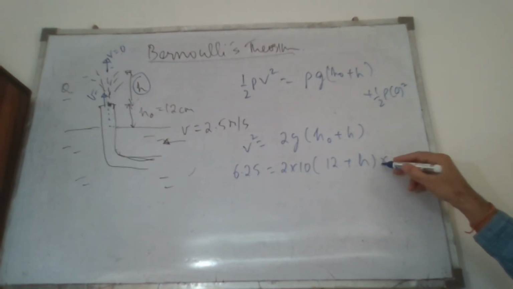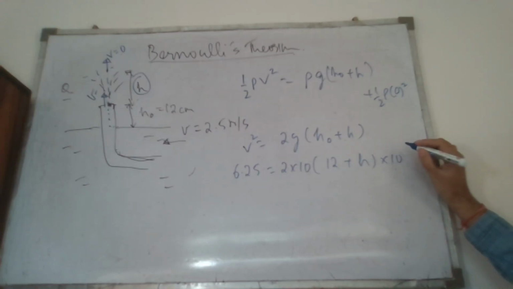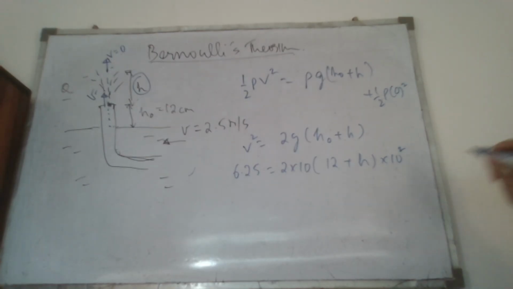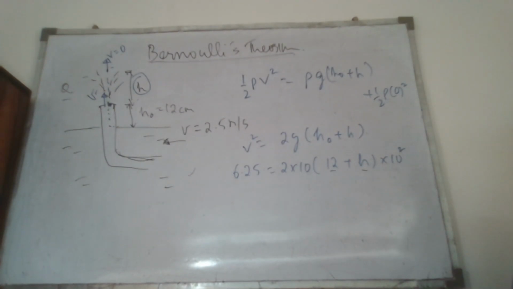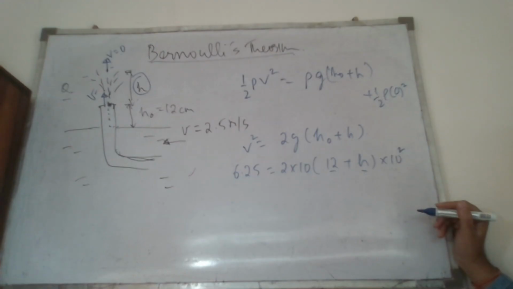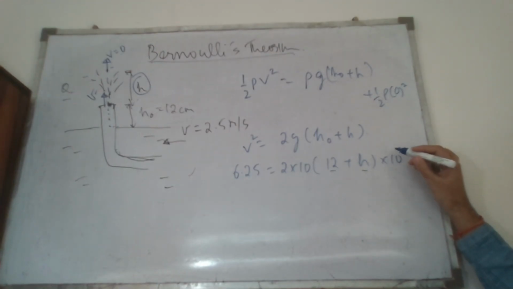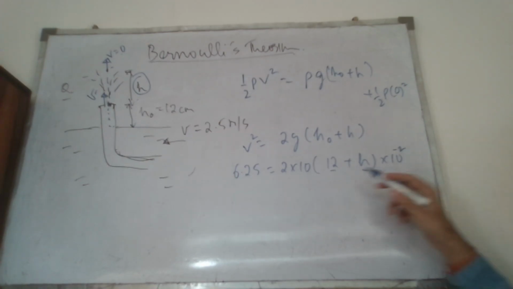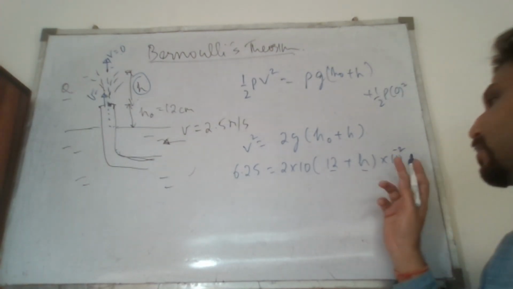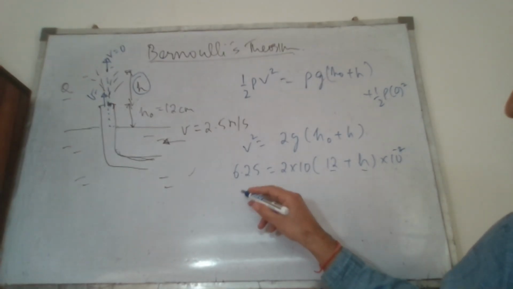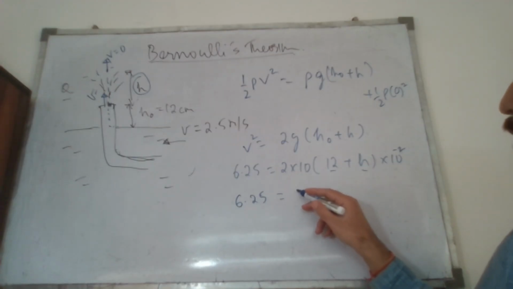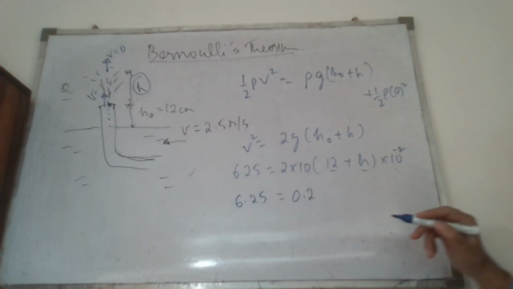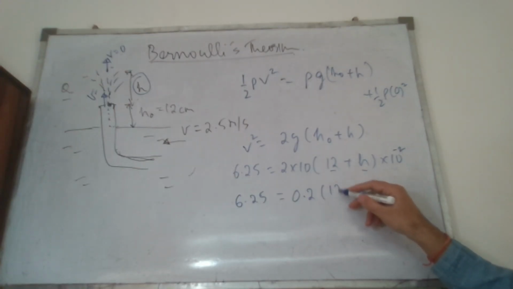We have to multiply this by 10 to the power minus 2, because these distances 12 and h are in centimeter. Right? This is 12 centimeter, h is also in centimeter. So this is 10 to the power minus 2. So this would be 6.25 into 2 into 12 plus h.